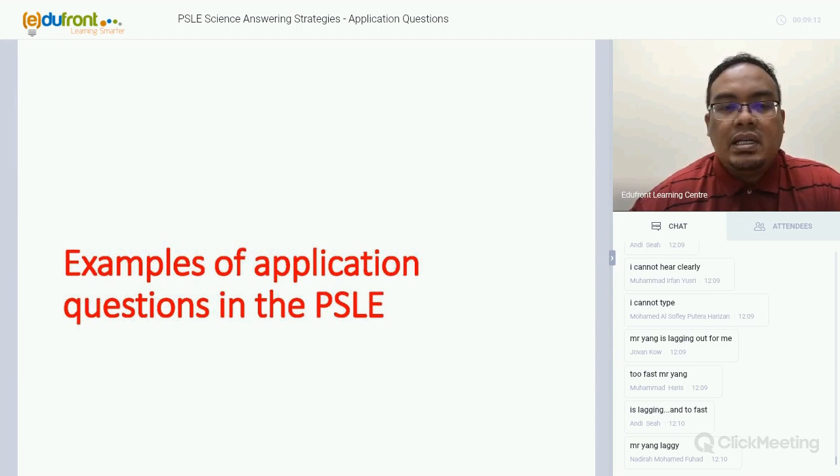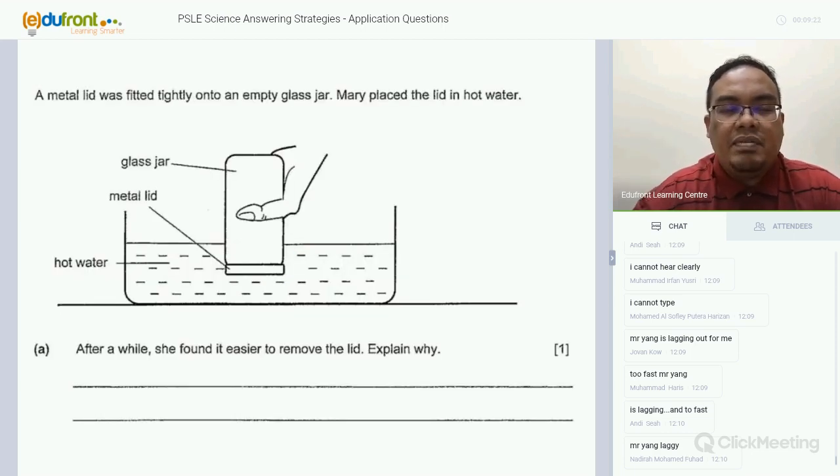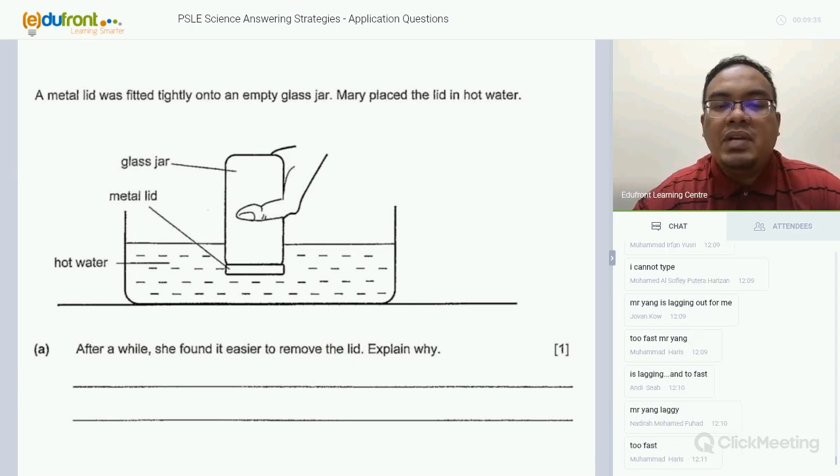Now, these are some examples of application questions in the PSLE. These are some examples of PSLE questions. This was taken from last year's PSLE. A lid was fitted tightly onto an empty glass jar. Mary placed the lid in hot water. After a while, she found it easier to remove the lid. Explain why. So you can see this is a day-to-day situation. There's no experiment, there's no graphs, there's no data tables and so on, but it gives you a day-to-day situation that you may encounter at home.